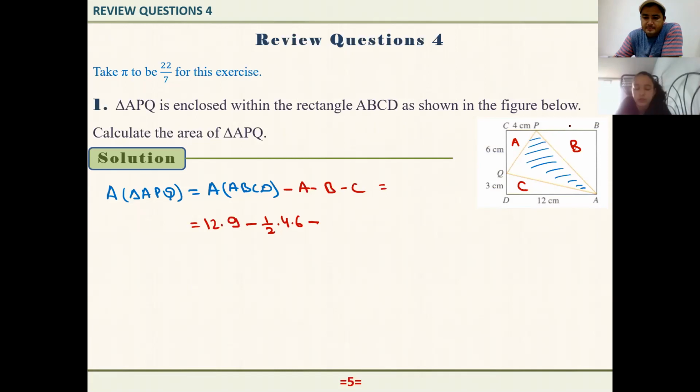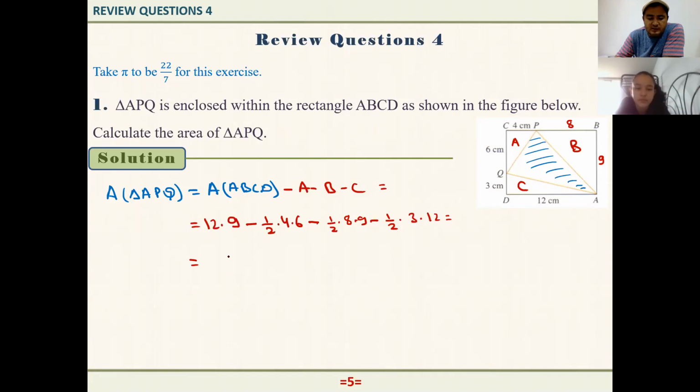Maybe that's 8. Yeah, 8, because 8 plus 4 equals 12. And what is AB? It is 9. So the area of this region B is 1 over 2 times 8 times 9. Minus, how about C? It is 1 over 2 times 3 times 12, because it's a triangle.